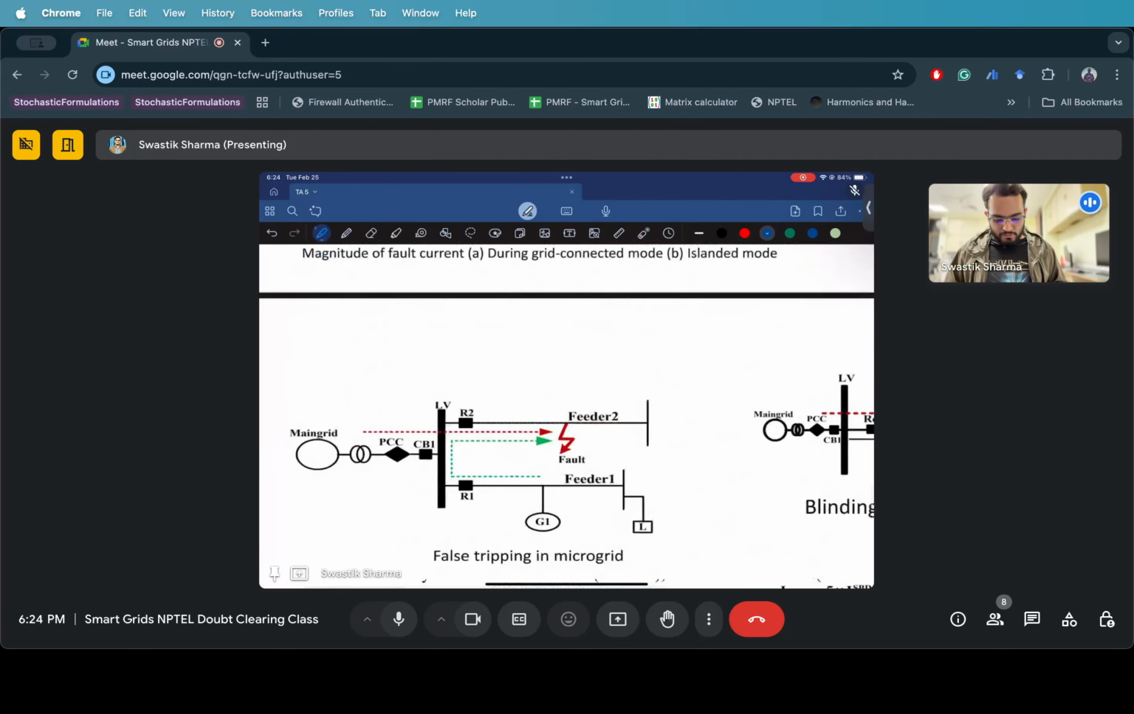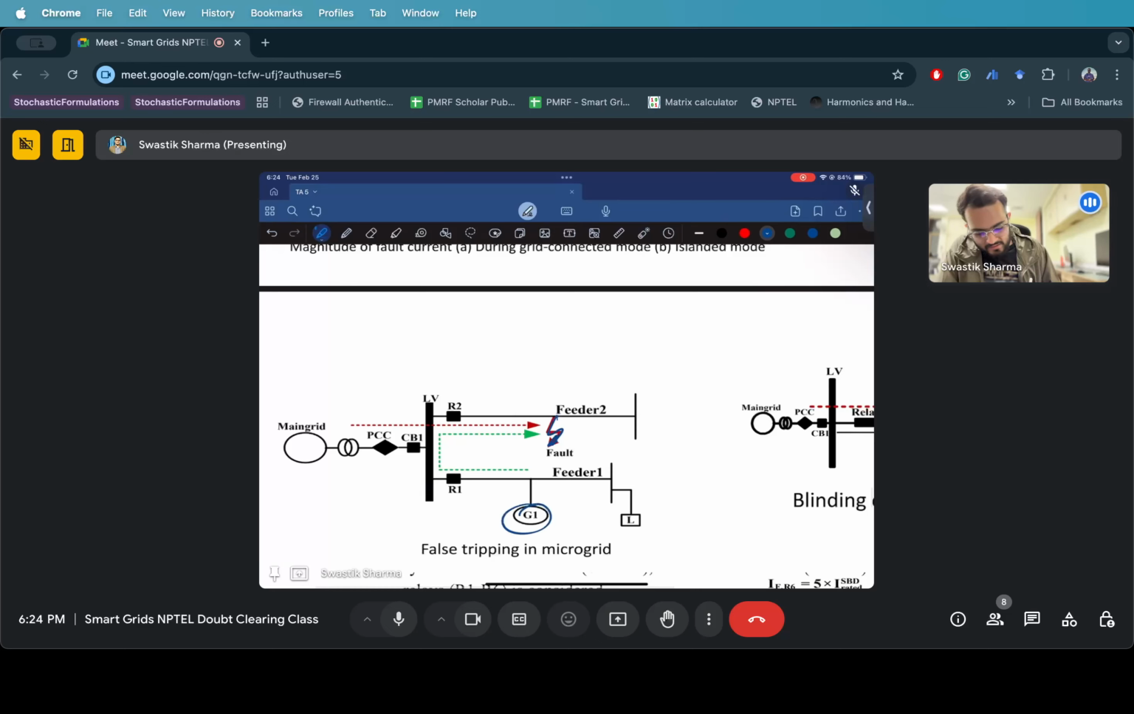Now there can be issues such as false tripping. What can happen is that, let's say this R1 is a simple relay, it's not directional, it doesn't have some directional component, it's just a simple relay. And now what happened was there is some fault in feeder 2, right? Now this G1 will supply this fault current, and some of that fault current will come from feeder 2 as well, right? So what can happen is this R2 will trip. It will trip because it has to trip, because this fault is at feeder 2.